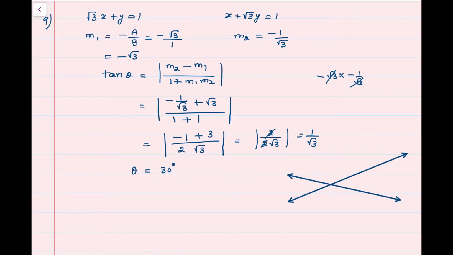If two lines intersect each other, there are two angles formed. One is an acute angle, the other one is an obtuse angle, which is 180 minus theta. These two angles are supplementary. So, if the acute angle is 30 degrees, the obtuse angle is 180 minus 30, 150 degrees. Therefore, the angles are 30 degrees and 150 degrees.